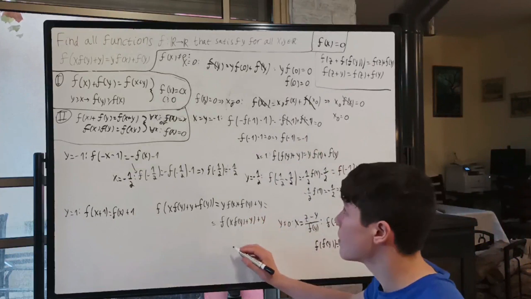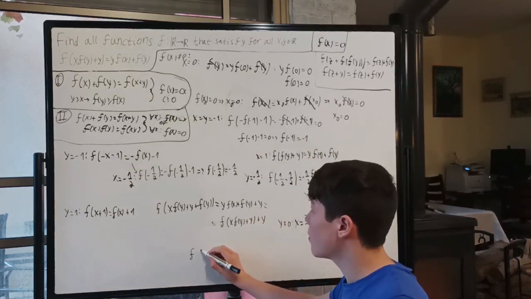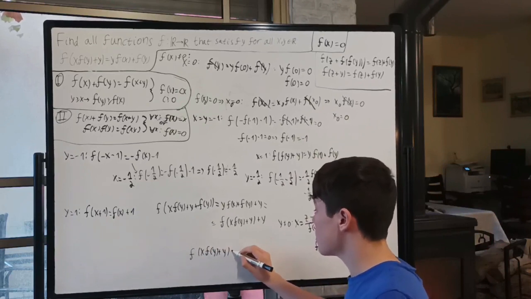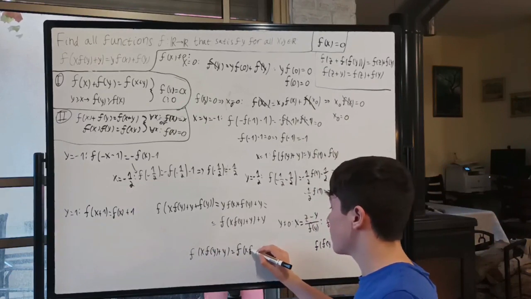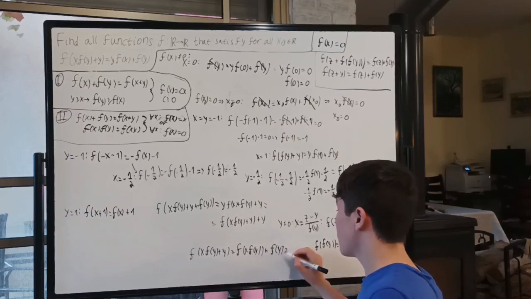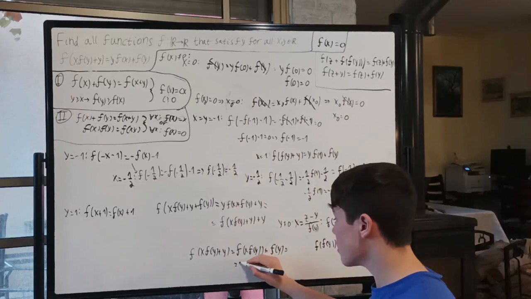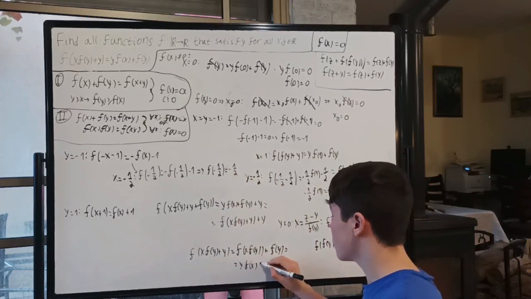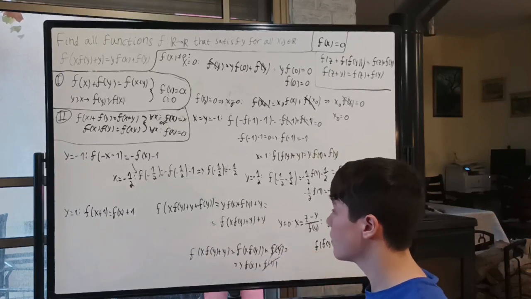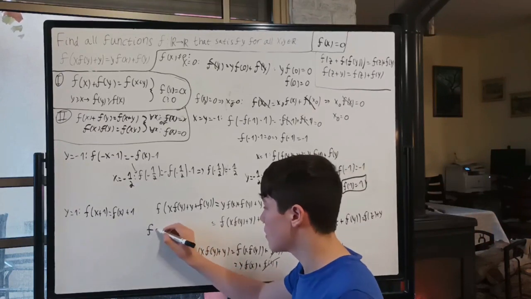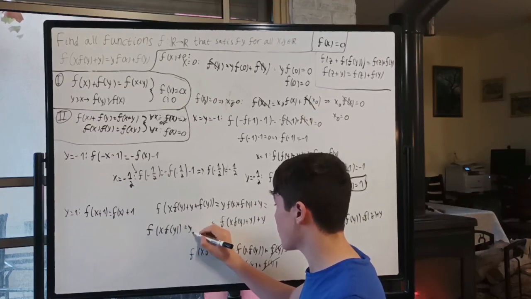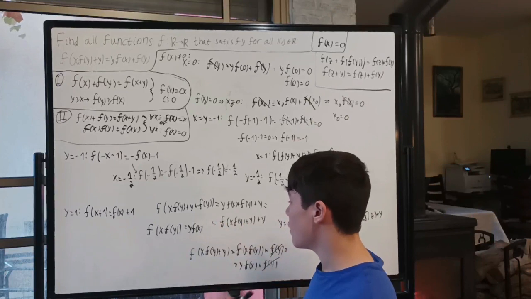It's down here. So we have f of x f of y plus y is equal to f of x f of y plus f of y. And we know that's from the original equation equal to y f of x plus f of y. We can cancel out f of y and get that f of x y is equal to y f of x. Okay?